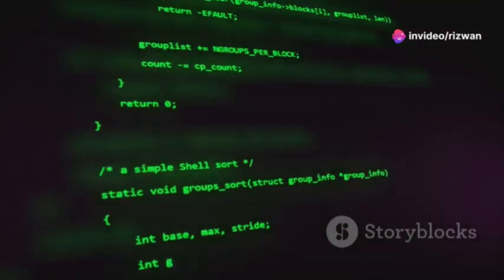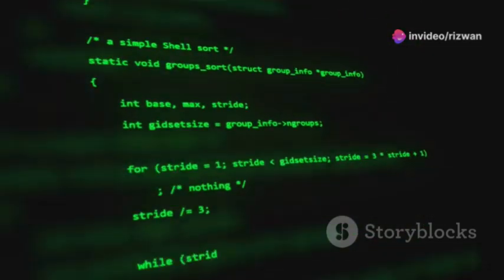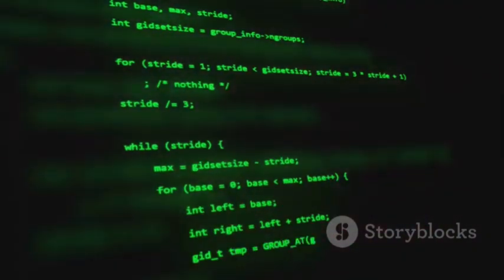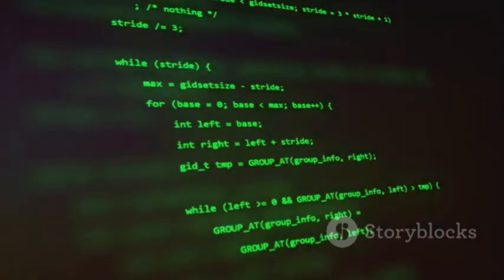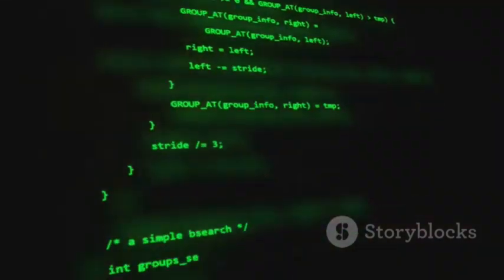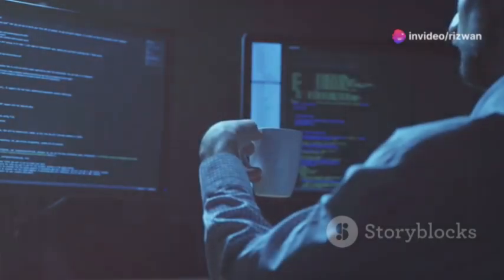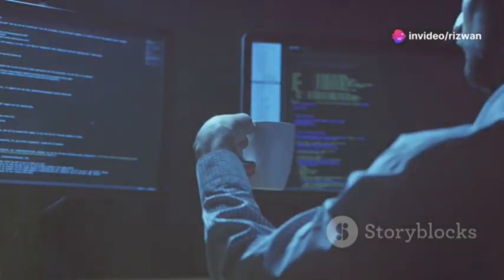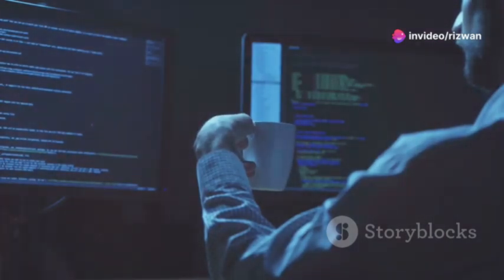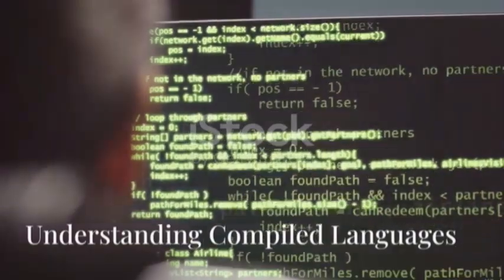This essay will explore the key differences between compiled and scripting languages, shedding light on their inner workings and providing real-world examples of their applications. By the end, you'll have a solid understanding of these fundamental programming paradigms. Let's begin by examining the world of compiled languages.